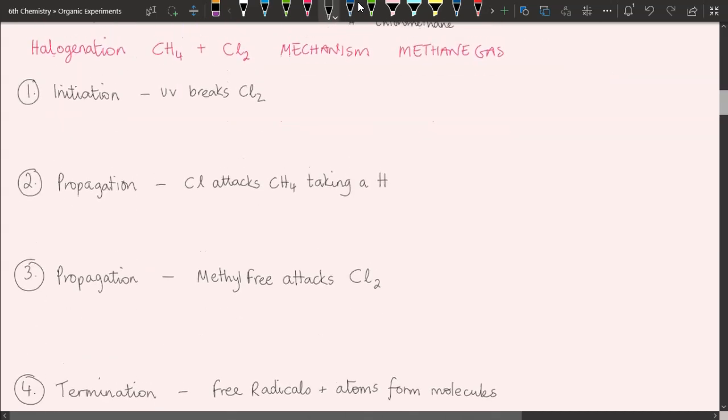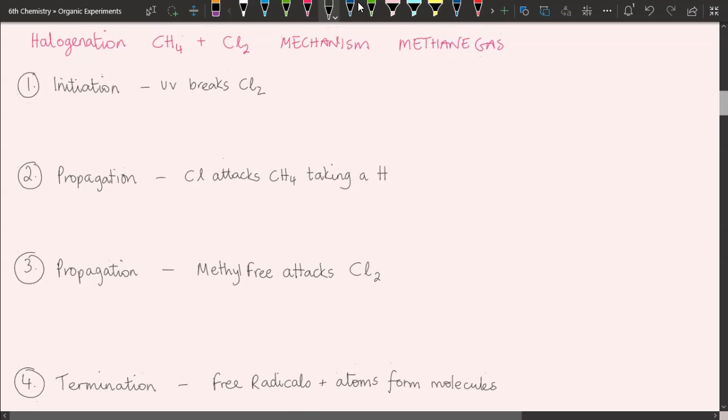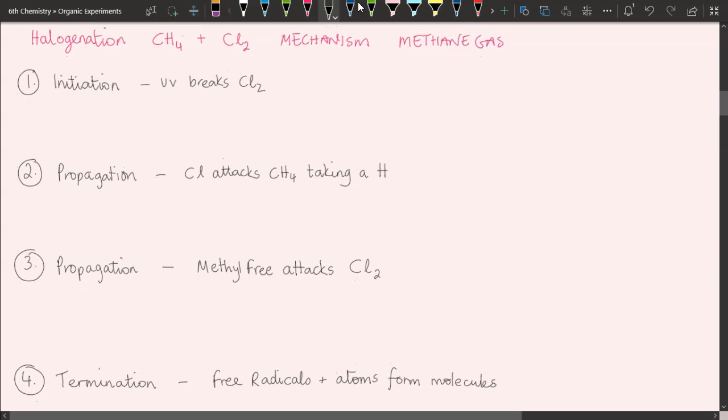And again, very, very quickly we'll run through this. I know we ran through this in class. Let's go through it again. So initiation, this is the first part. This is where the UV breaks down the chlorine. So when the UV breaks down the chlorine, it's breaking down the bond.